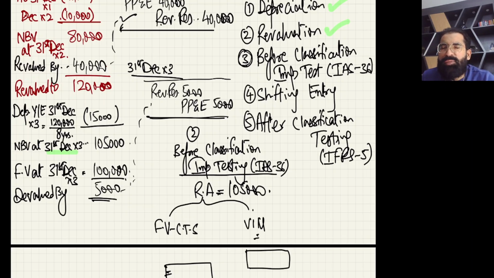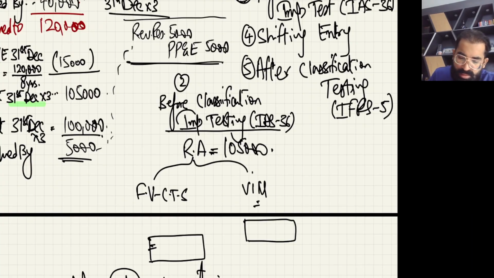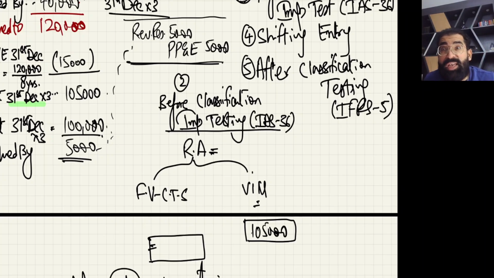If you want to do impairment testing using IAS 36, you need to calculate the recoverable amount, and recoverable amount is the higher of two things. One is value in use, which is 105,000, and the other is fair value less cost to sell. Hope you remember the fair value was 100,000.